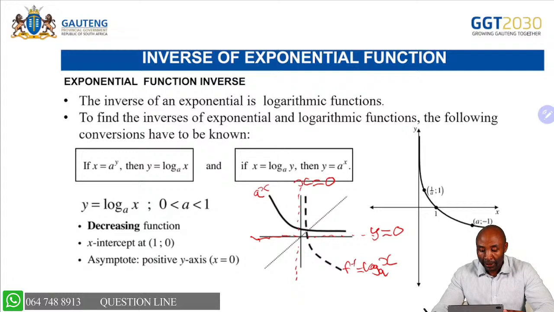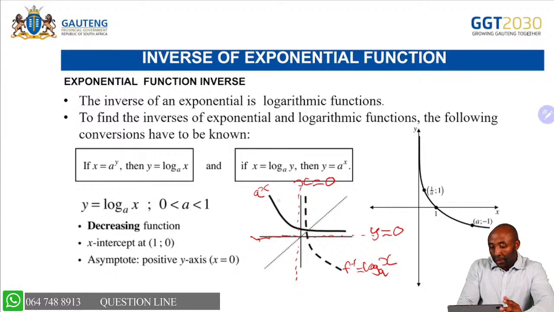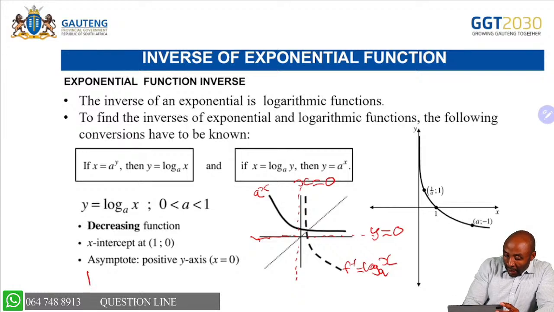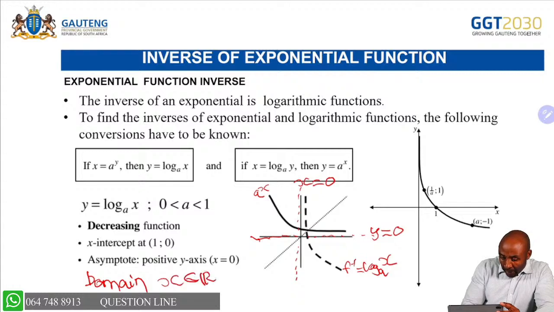Remember, we said the inverse is a reflection of the original function about the line y is equal to x. So the domain of the original function becomes the range of the inverse function, and the range of the original function becomes the domain of the inverse function. So you are able to see that if I'm having a decreasing function like this, our domain is x is an element of real numbers. Remember, it's from negative infinity to positive infinity.